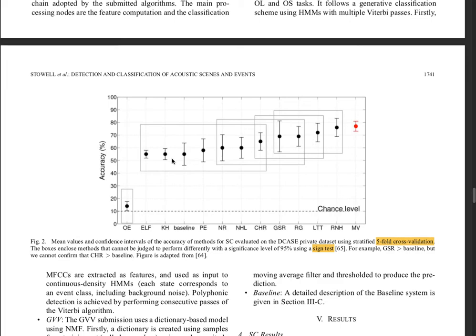In this paper, if you find the p-value or the significance level of difference between the baseline and PE, the p-value is larger than 0.05. So the null hypothesis is accepted. These two methods are not statistically different. It looks like PE is better than baseline, but statistically it is not significant. You are not confident. How can you become confident about it?